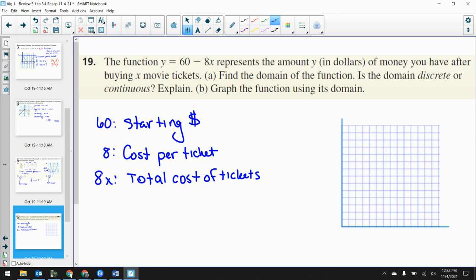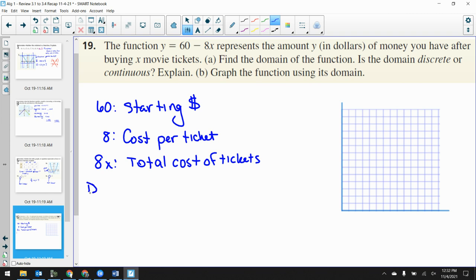And then talk about whether it's discrete or continuous. Okay. Now, the domain. Remember, when identifying the domain, we have to talk about what are the possible x values. Is it possible to have negative x values? No. Can I have negative movie tickets? No. Is it possible to have 0 movie tickets? Yeah. Sure, we don't have to go to this thing. Is it possible to have 1 ticket? Yeah. Is it possible to have 1.5 tickets? No, it is not.